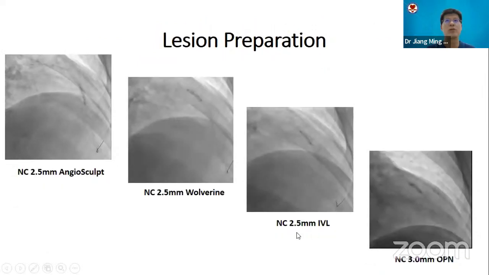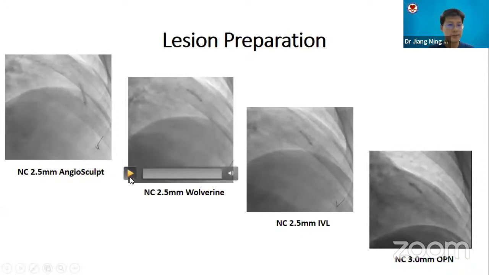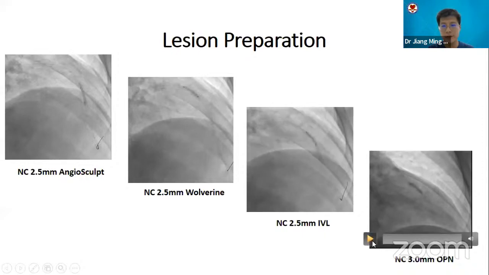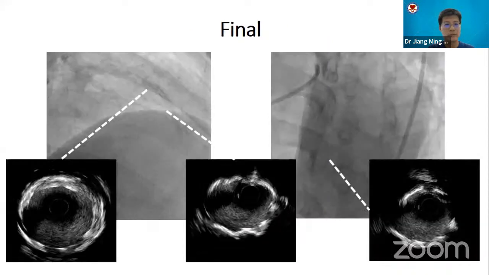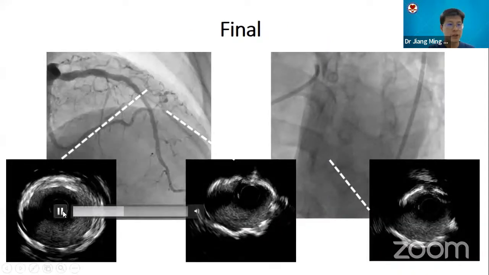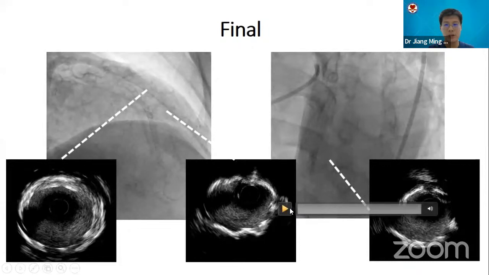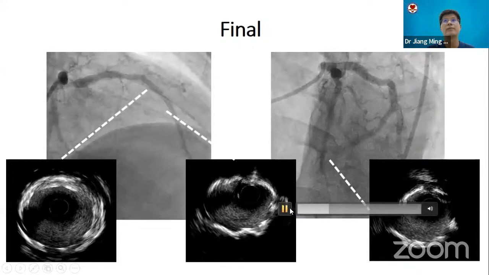And this was followed by routine balloon angioplasty using a plethora of cutting and scoring balloons as shown here. There was still some waist after the cutting and scoring balloons. We elected to use intravascular lithotripsy, as shown here, and then even with the OPN. And this is just an example of the final result after stenting. Intravascular imaging showed reasonable results as well.